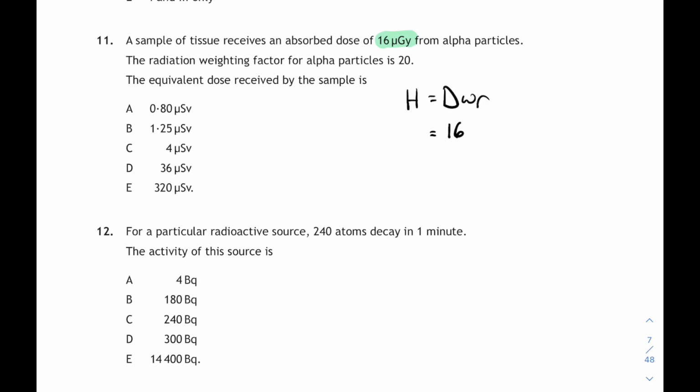Now, I'm not putting in the times 10 to the minus 6 for micrograys here, because whatever my answer is for my equivalent dose, it will be in microsieverts. So 16 times 20 is 320, and that's in microsieverts. And that then corresponds to answer E, 11E.